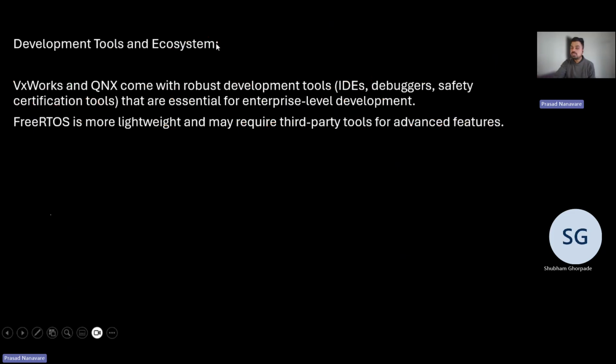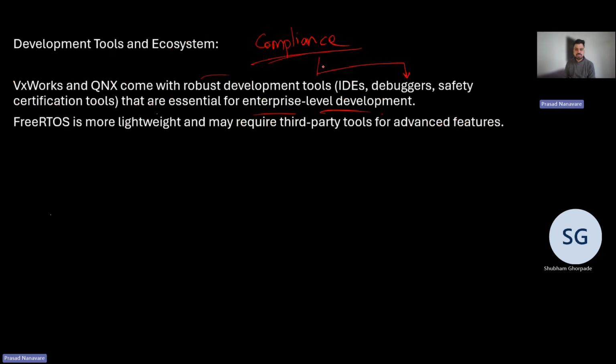Then development tools and ecosystem. VxWorks and QNX both come with robust development tools, IDEs, debuggers, safety certification tools, and so on. They're essential for enterprise level development, because in enterprise we have compliance requirements, and to achieve this compliance we need all the essential IDEs, debuggers, and safety certification tools in place in order to get this done right. So this is one thing.